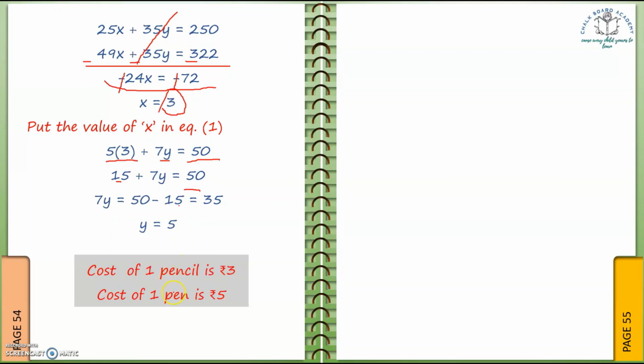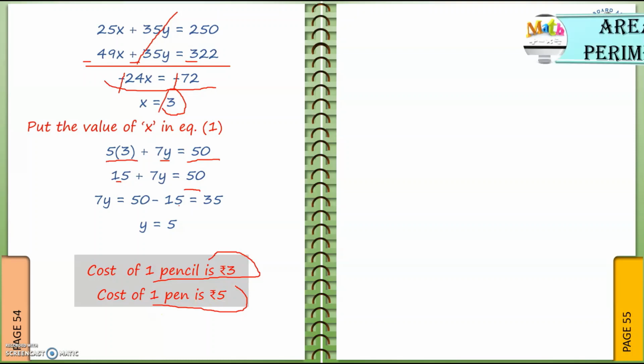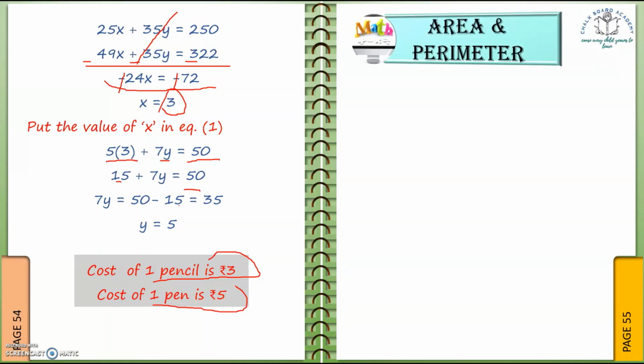That means the cost of one pencil is rupees 3 and the cost of one pen is rupees 5. Moving forward, let's look into another variety, that is area and perimeter.